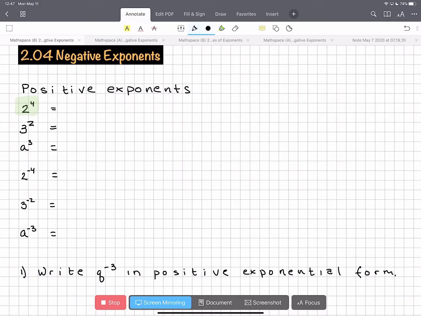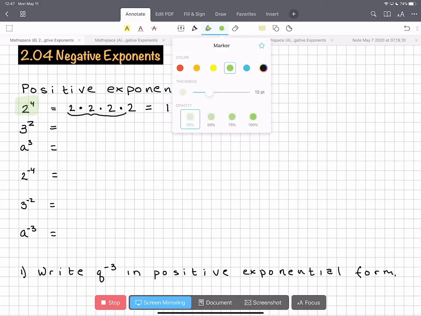So that's not 2 times 4. It means we're going to do 2 times 2 times 2 times 2. So 4 times the 2 has been repeatedly multiplied. And if I simplify that further, I end up with 16.